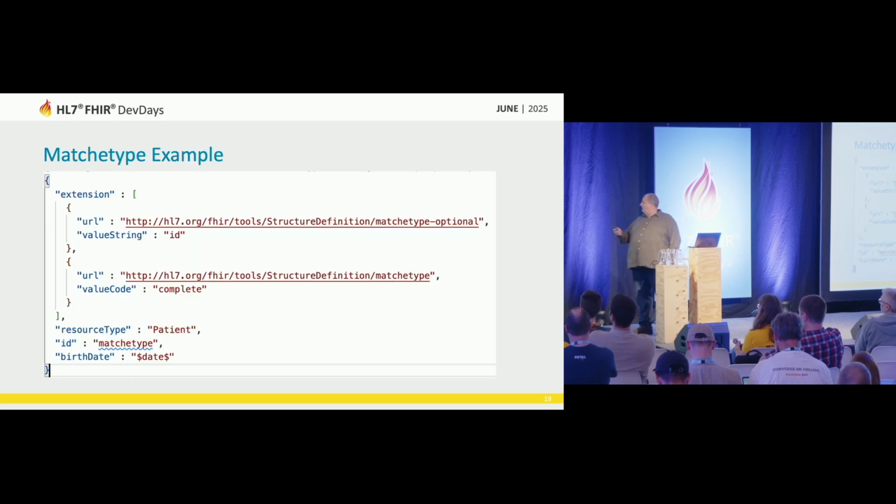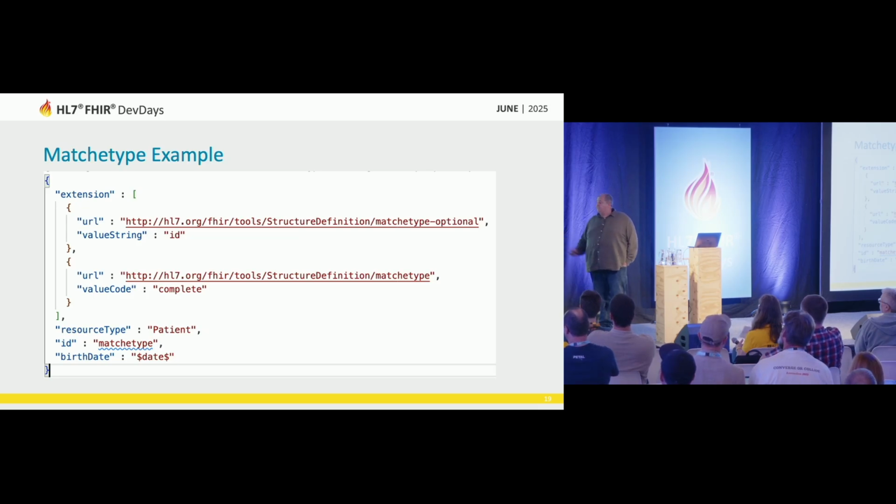So here's an example. We first of all got a marker to say that this is a matcher type, and then all the tools know that this is not a real resource and validate it accordingly and don't treat it like a real resource. And this one simply says, this ID, it doesn't have to be this, right? In fact, it doesn't have to be present. If it's present, it has to be this value, but it doesn't have to be present. That's what this says. It's optional.